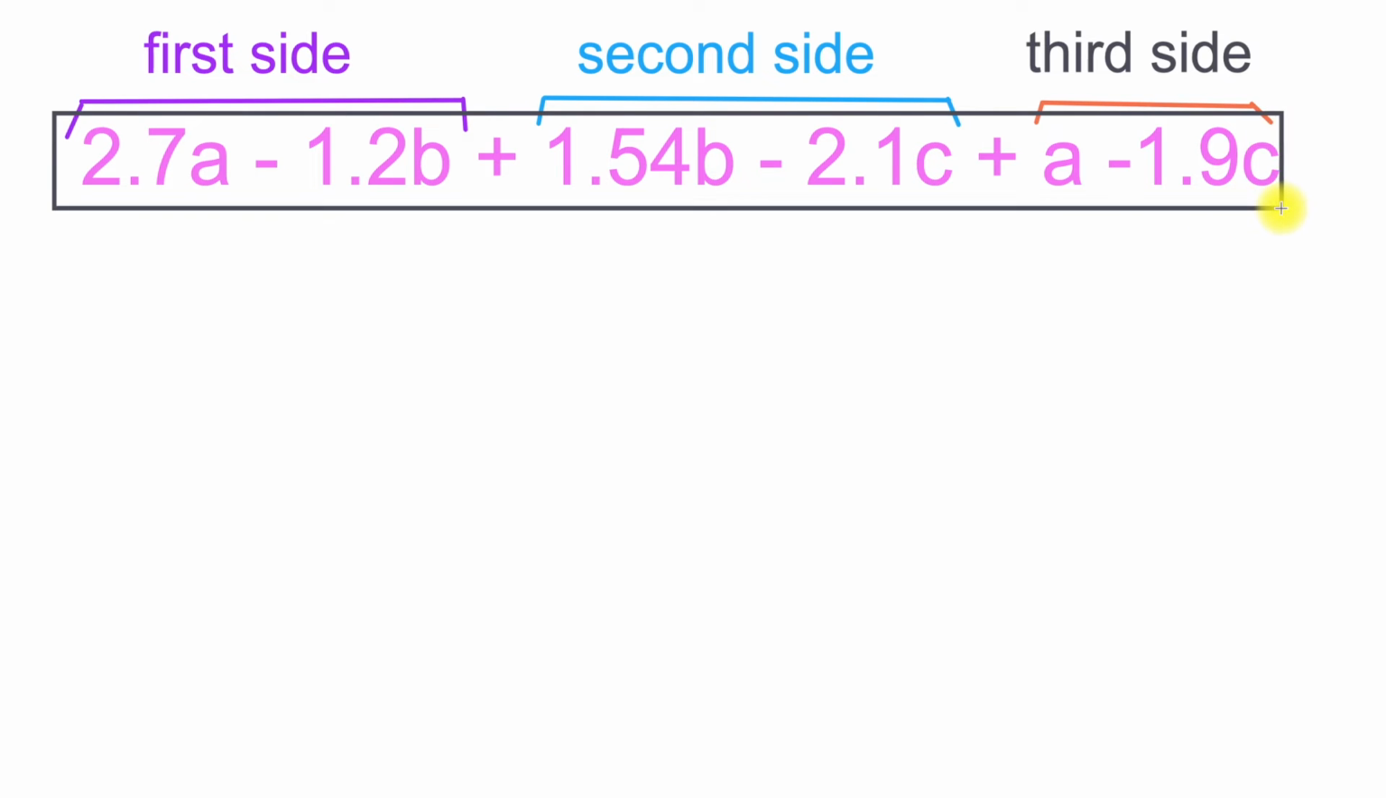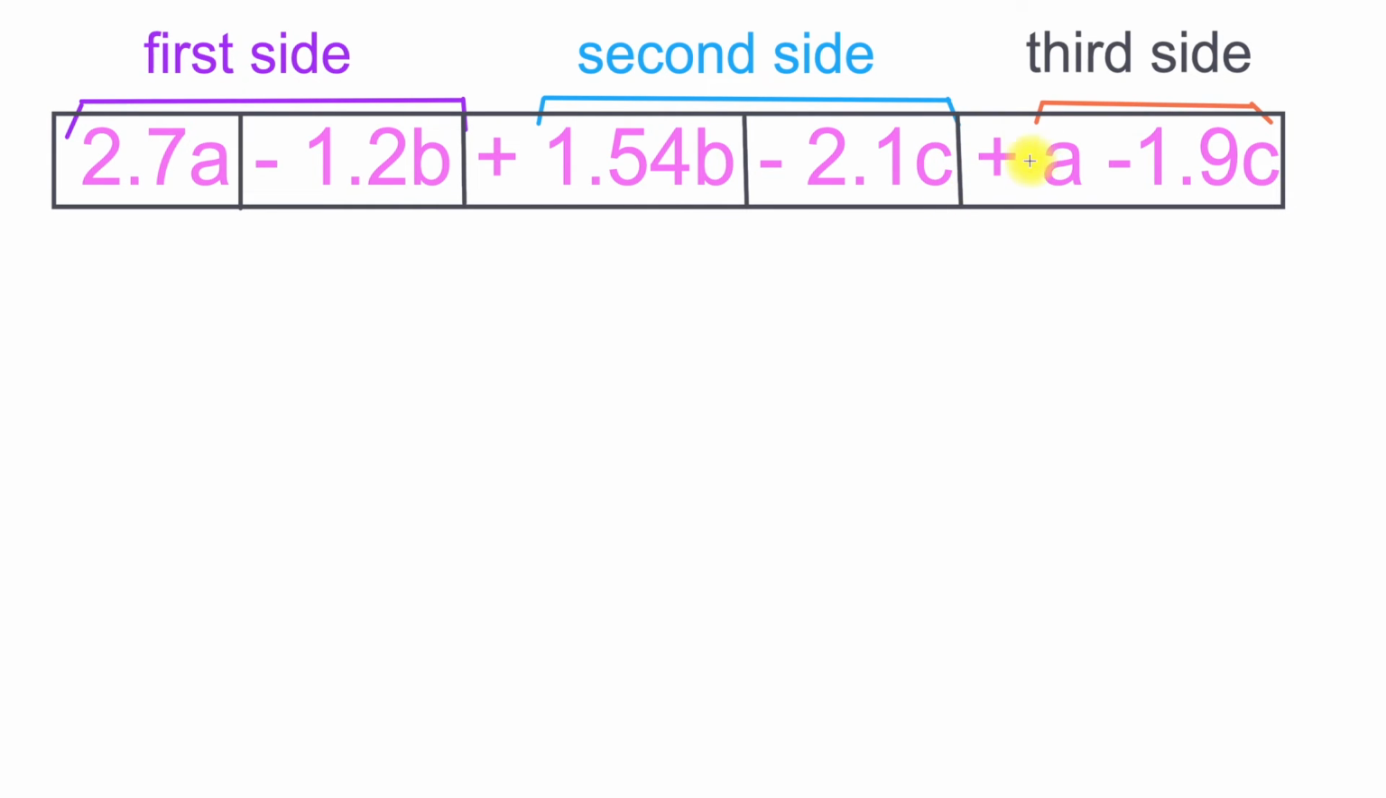And then we're going to break it up into individual terms, separate terms. So let's do that. So our first term is positive 2.7a. We'll drop a line here. Our next term is negative 1.2b. So we'll drop a line here. Our next term starts here and ends before the next plus or minus sign, which is right here. So that means our next term is positive 1.54b. Our next term starts here at negative 2.1c and stops right before the plus sign.